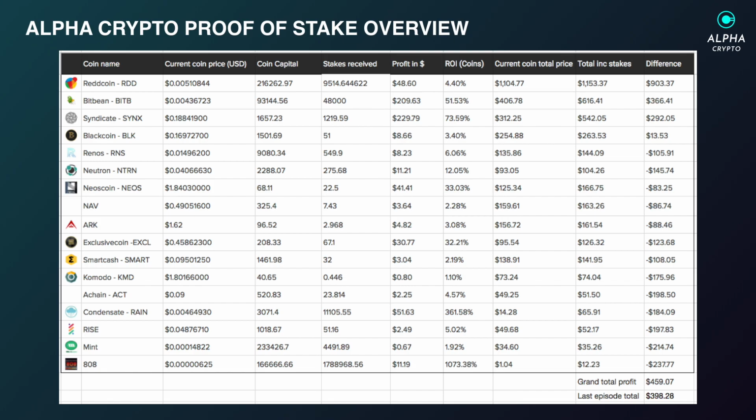other than that, if we look at the last episode total, we were at $398.28, and today's grand total profit is at $459.07, which is more or less around $60 that we've just done since 2 weeks ago, which is okay, I guess. It's not great, but it's all right. It's better than a loss, right? So that's what we've done for this week's overview.